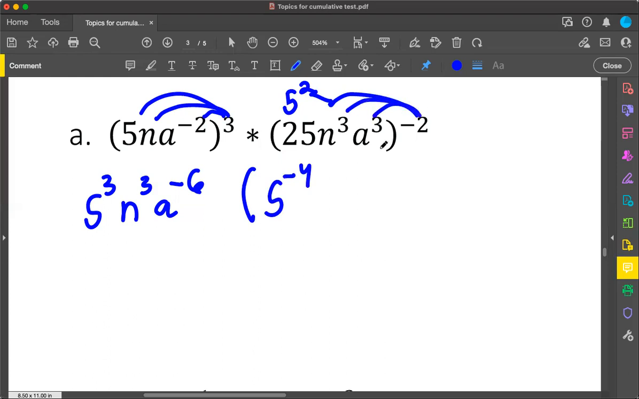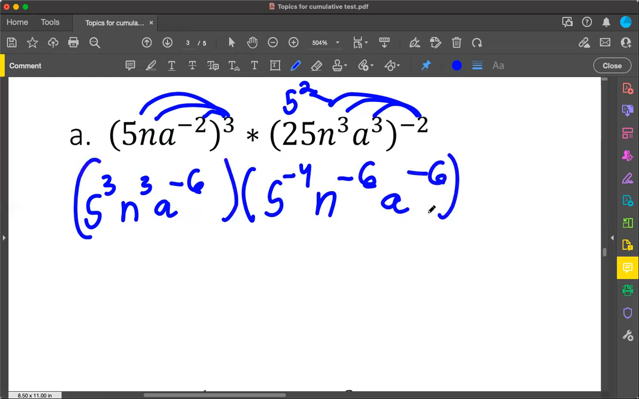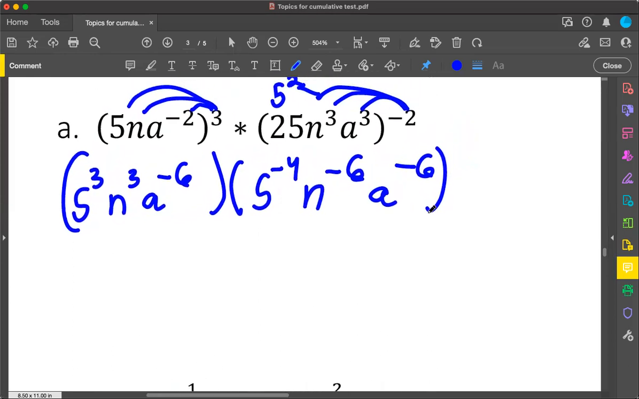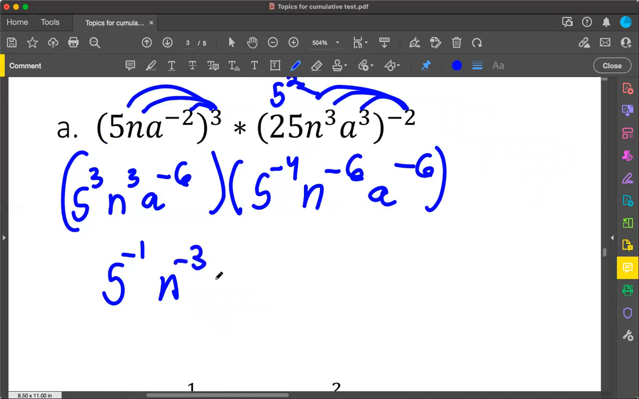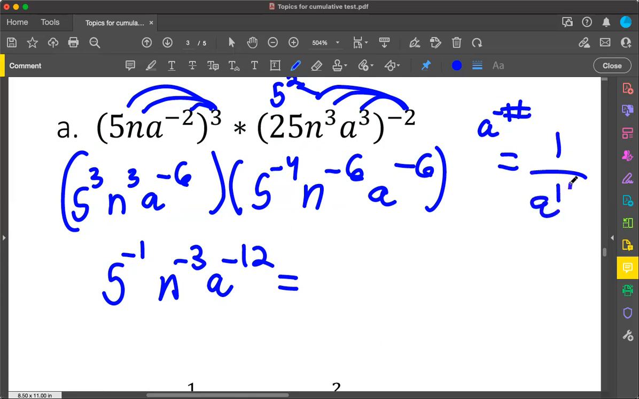Do the same for n and for a. And then how do you think that we can carry this along with these exponents? Let's add them up. So we get 5 to the negative 1 power, n cubed times n to the negative 6, n to the negative 3rd power, a to the negative 12 power. Exponent rule: if you have a to some negative number, you can rewrite that as 1 over a, but now to the positive number. Pretty chill rule.